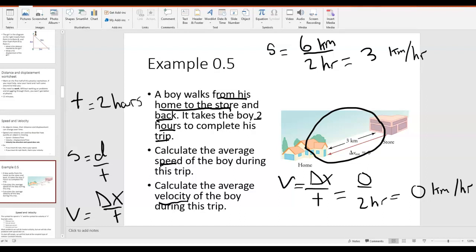Okay, so key takeaways: speed and velocity are similar, but velocity has direction and speed does not. Speed is distance over time, velocity is displacement over time. Okay, so pause it there if you need to write any of that down.